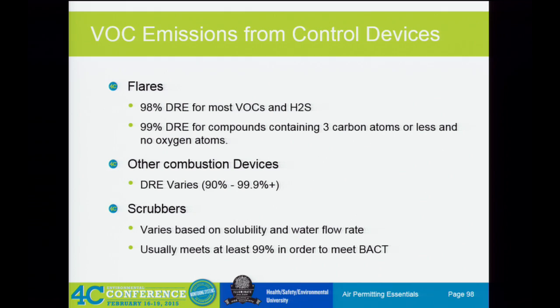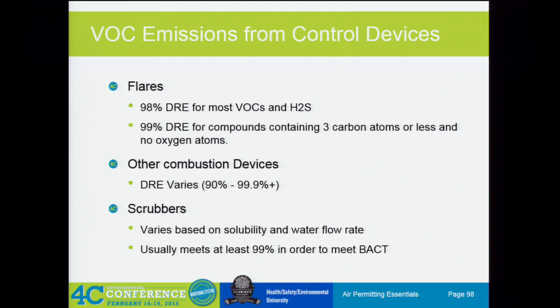90% is probably pretty low. I don't know what 90% is. An inefficient scrubber. Well, a combustion device. Yeah, but you talk with your vendor to figure that out. Scrubbers are going to be based on the solubility of your product, and again, talk with your process engineers, and they can help you figure that out. Are there any questions about that?